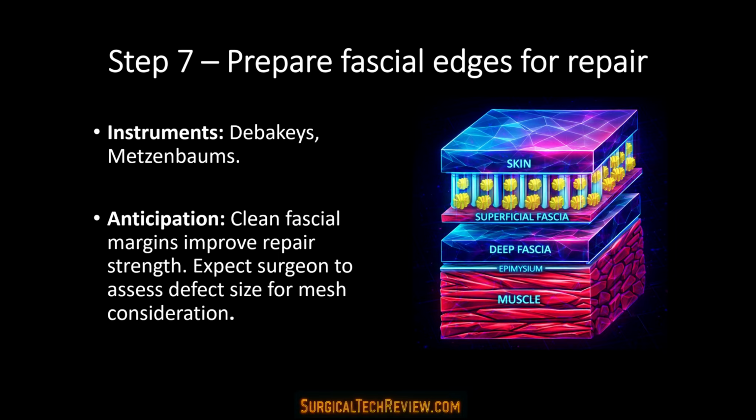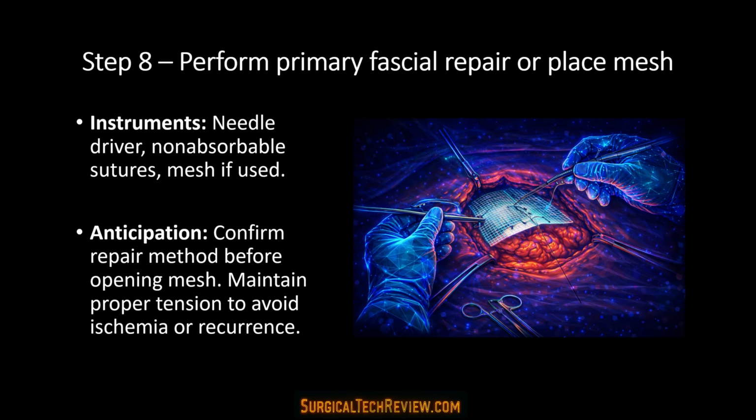Step 7. Prepare fascial edges for repair. Your instruments may be DeBakey's or Metzenbaum's. Anticipation, clean the fascial margins, improve repair strength. Expect the surgeon to assess the defect for mesh considerations. Step 8. Perform primary fascial repair or place the mesh. Confirm repair method before opening the mesh. Maintain appropriate tension. Too tight increases recurrence risk. Instruments you may expect: needle driver, non-absorbable sutures, mesh if needed, and possibly tacks.